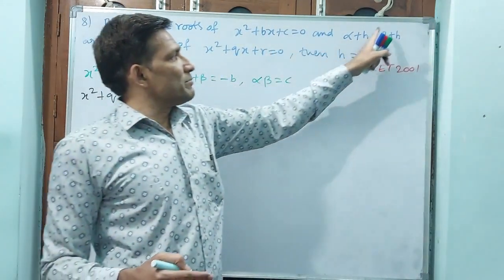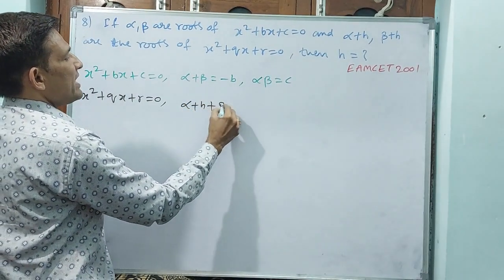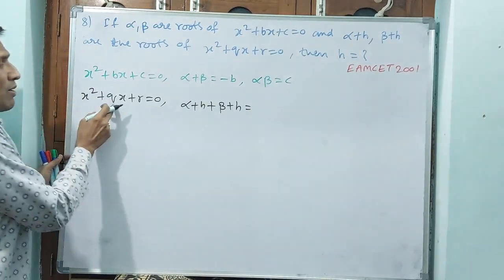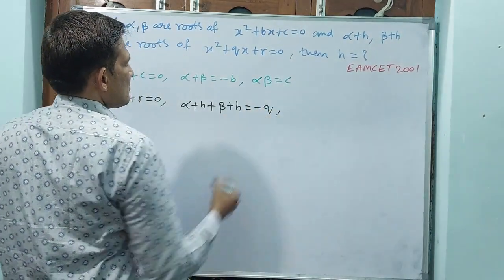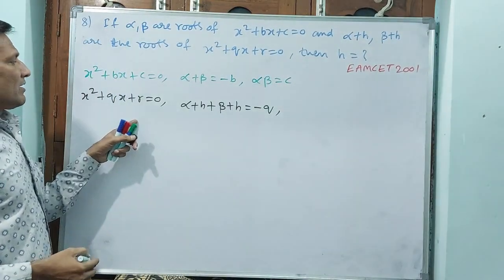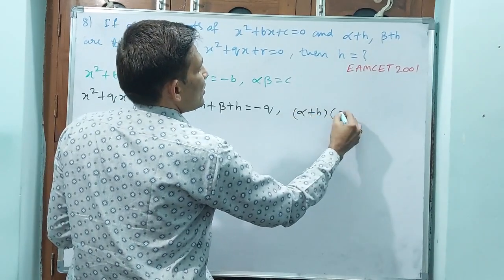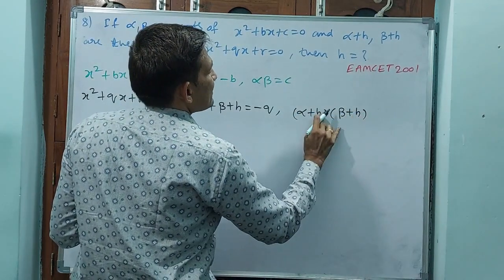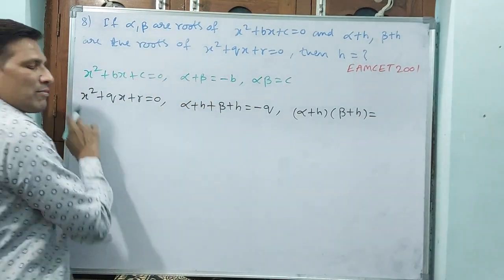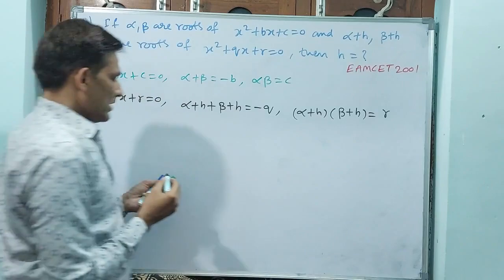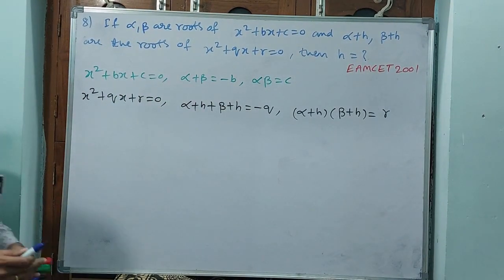So alpha plus h, beta plus h. You see what I am writing? Alpha plus h plus beta plus h is equal to minus p by a, minus q by 1, minus q. Alpha into beta means alpha plus h into beta plus h is equal to c by a, c r by 1, r. Now you see, they are asking h.